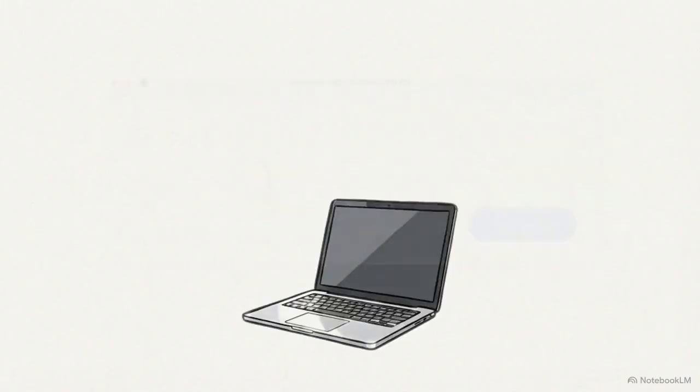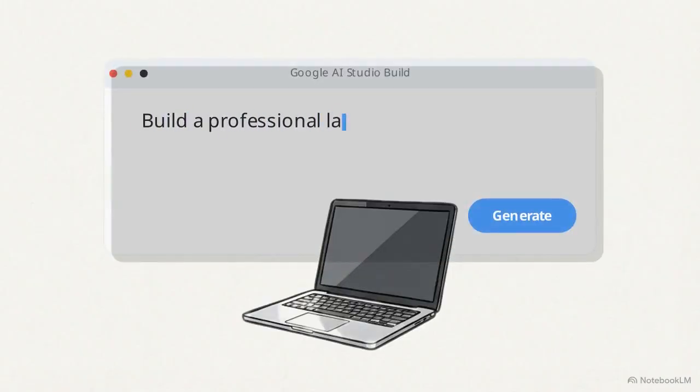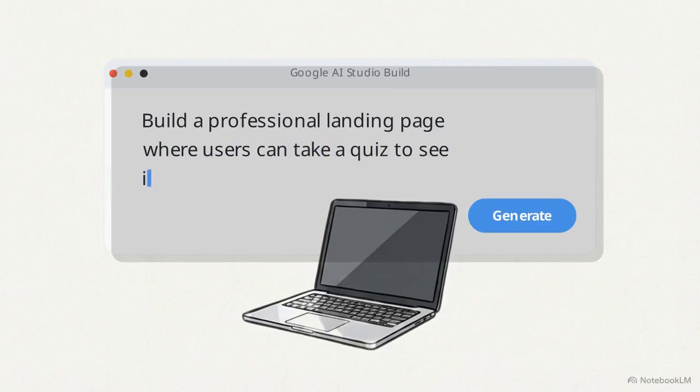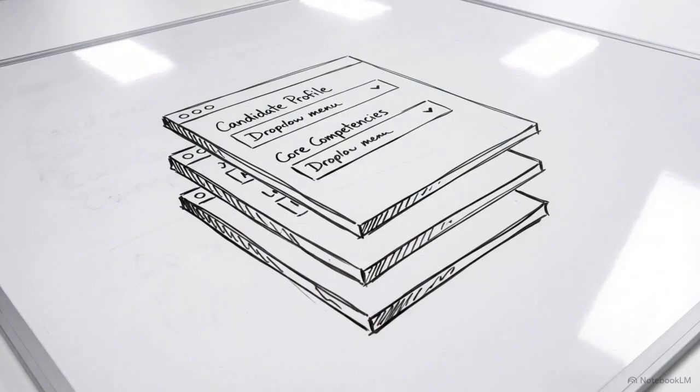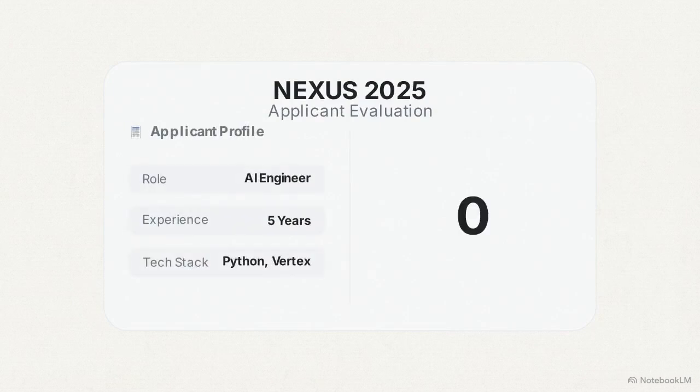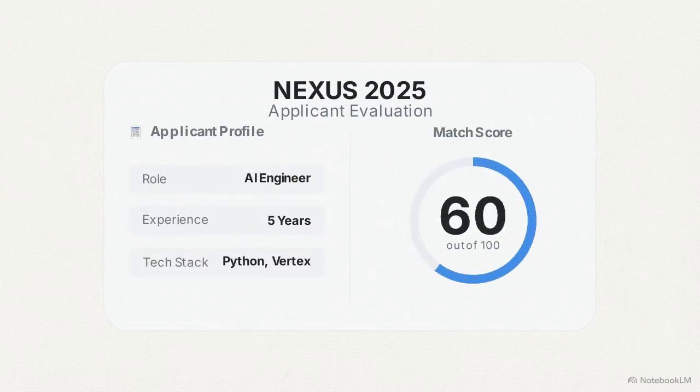We just type in a request. Build a professional landing page where users can take a quiz to see if they qualify for our event. The tool then generates a multi-step form. It asks the visitors about their experience and their tech stack. Then it uses that information to calculate a personalized qualification score and gives them an answer immediately.